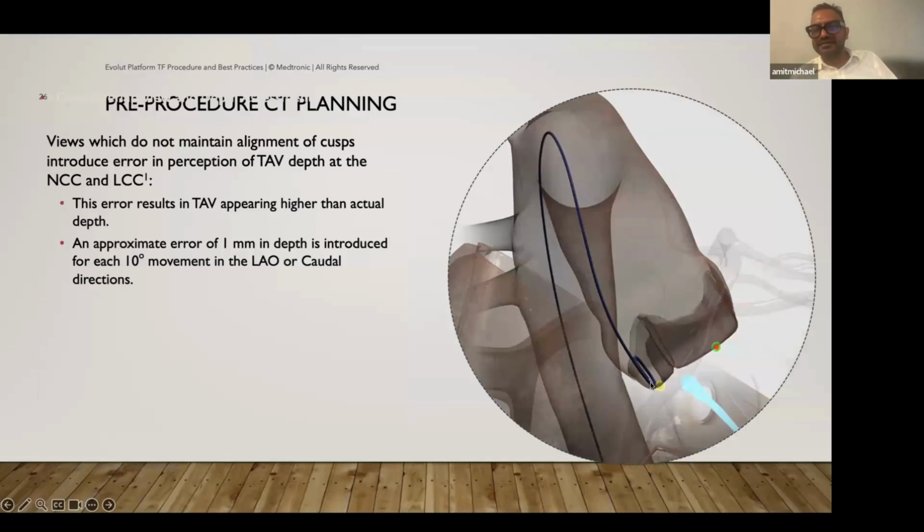And that depicts the same thing, that the two cusps are overlapped there, and the right and the non can be isolated from the two. The pigtail during the case stays in the non-coronary cusp because that remains a landmark for the case.